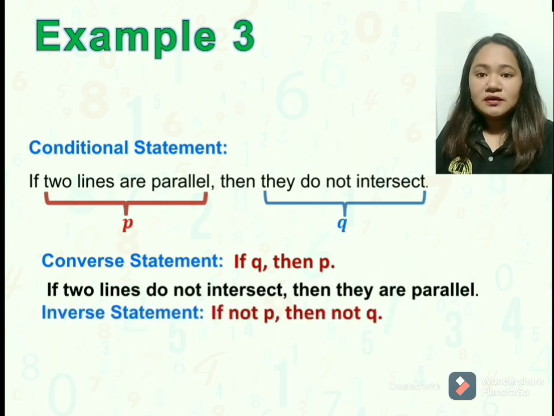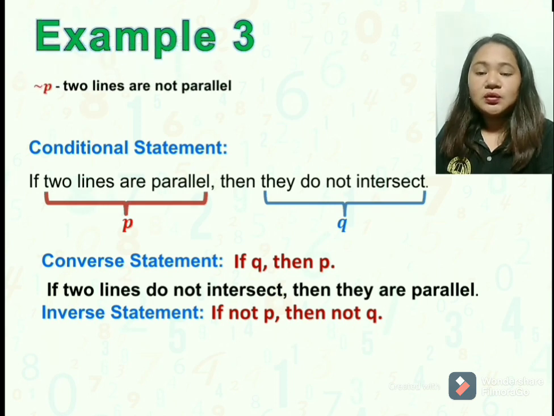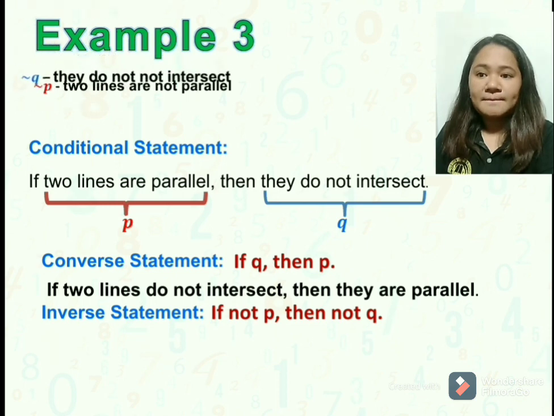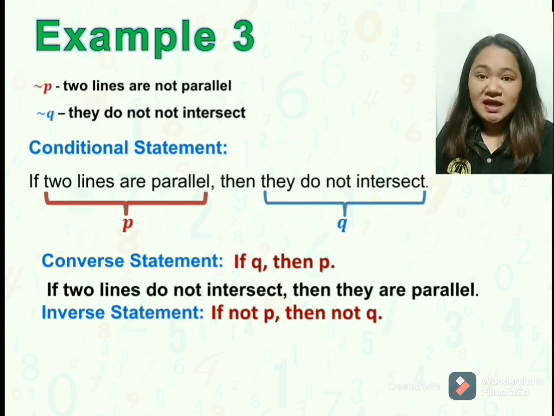For the inverse statement, we need the negation of P and the negation of Q. The negation of P is, 2 lines are not parallel. But how about the negation of Q? Our Q statement is already a negative statement. So is it, they do not intersect?